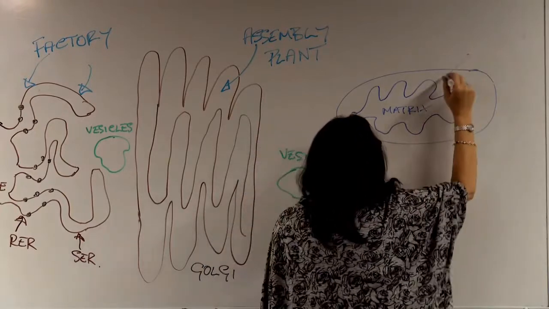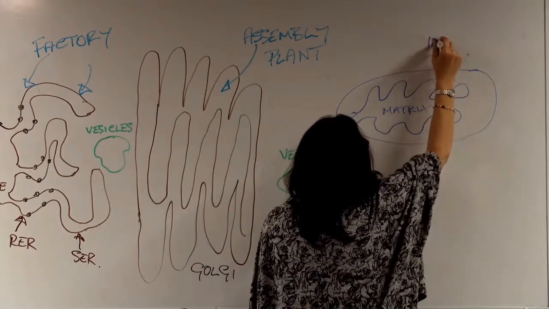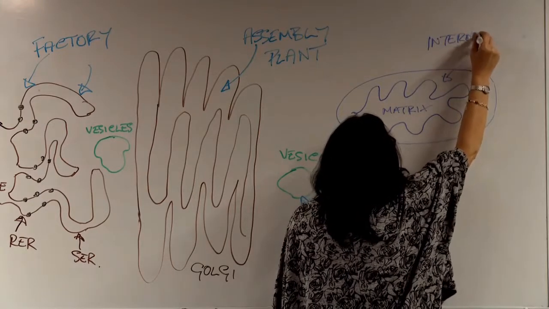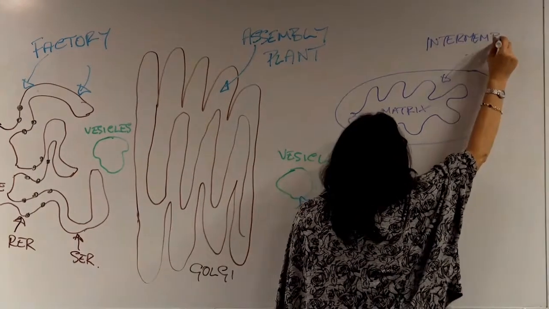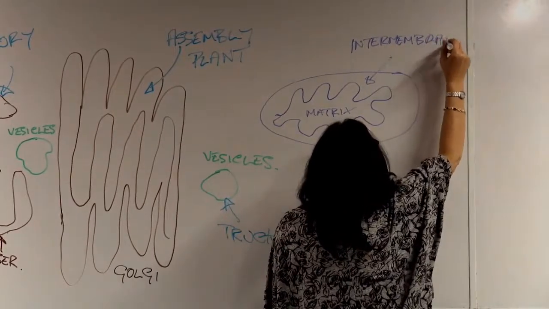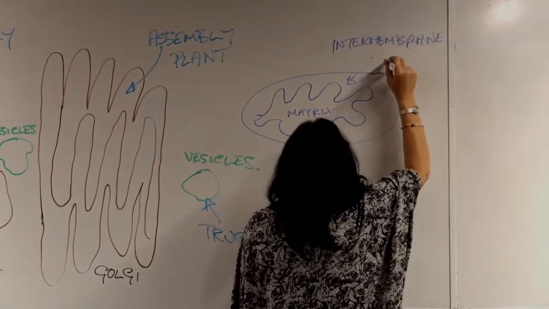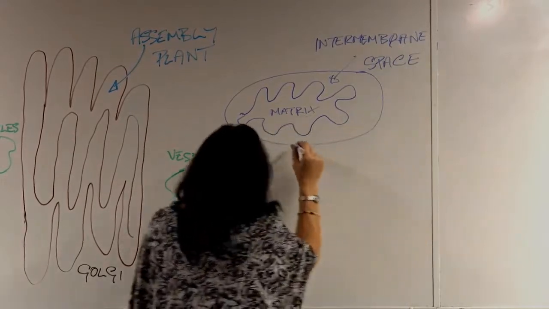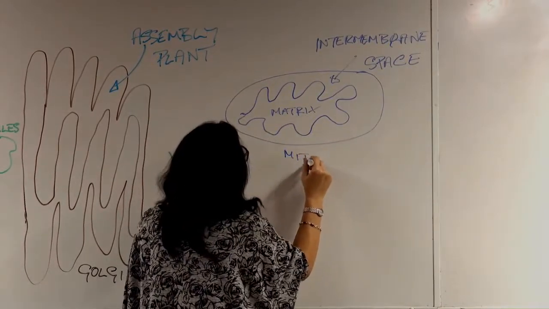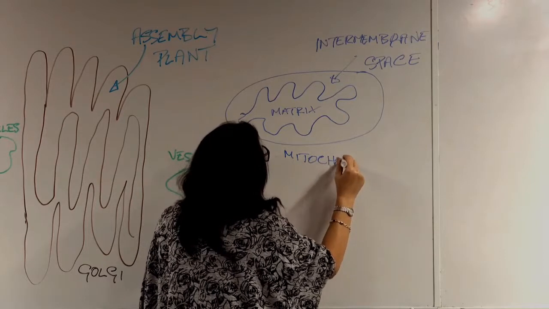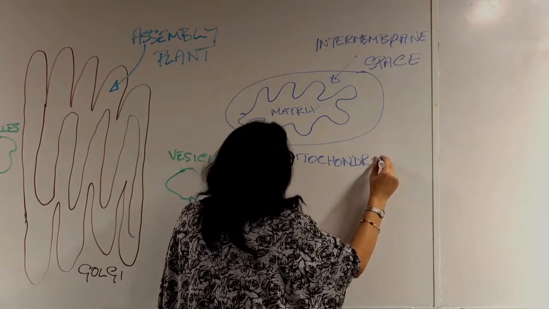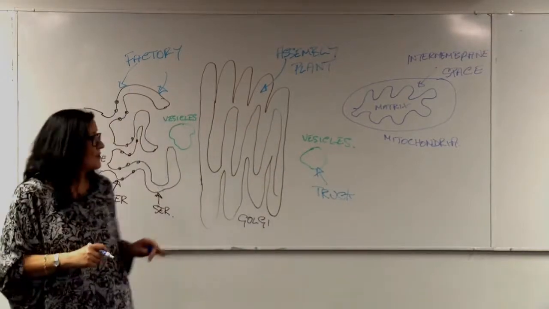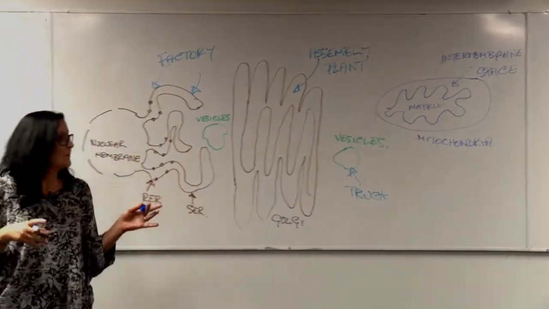and it gives you an intermembrane space. So this is our mitochondria. Two lots of phospholipid bilayer to make a mitochondria, and we have thousands of them within the cell.